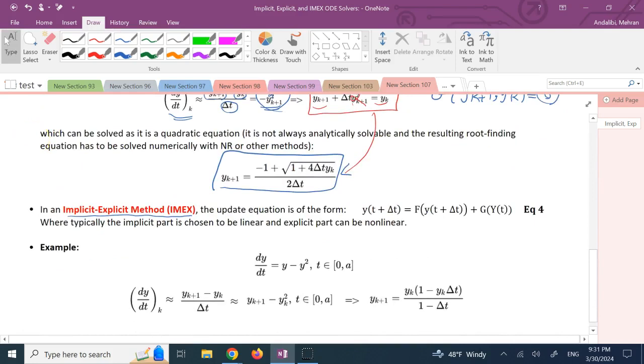And as I said, there is a last category, which is a mix of the two. We call it the implicit-explicit method, or IMEX, where y of t plus delta t, the next y value, is what?